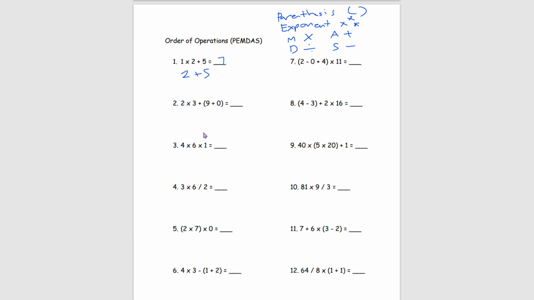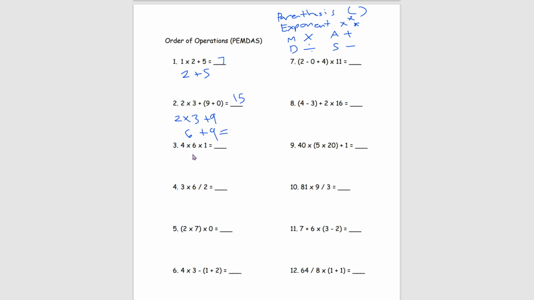For number 2, we have 2 times 3 plus 9 plus 0. According to order of operations, we know we have to do whatever is inside the parentheses first, which is 9 plus 0, which gets us 9. After, we still have 2 times 3 plus 9, and we do multiplication first, so we get 2 times 3, which gets us 6, and then we add 9, and that gets us 15.